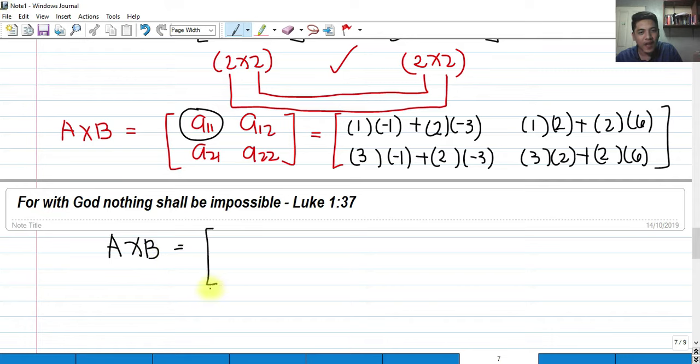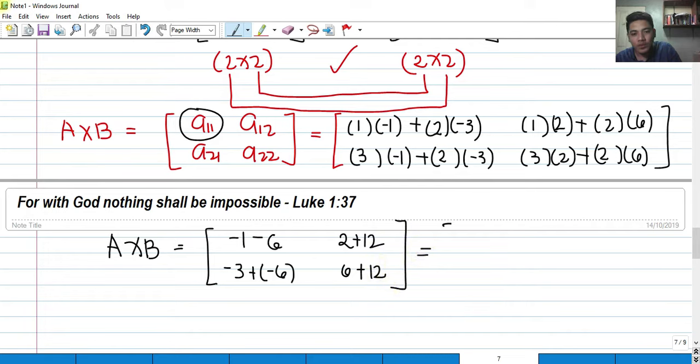So, we have now -1 minus 6, because 2 times -3 is -6, plus -6, that is -1 minus 6. 1 times 2 is 2. Okay? Plus 6 times 2 is 12. Okay? 3 times -1 is -3, plus 2 times -3, that is -6. Okay? 3 times 2 is 6, plus 2 times 6 is 12.